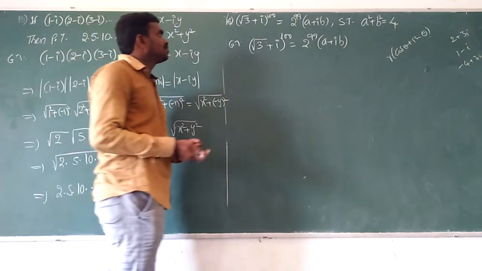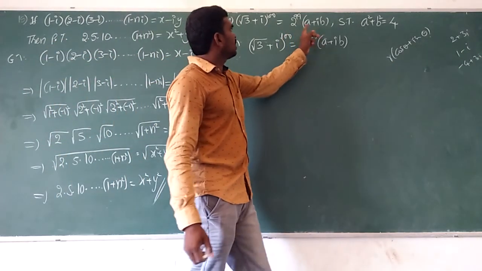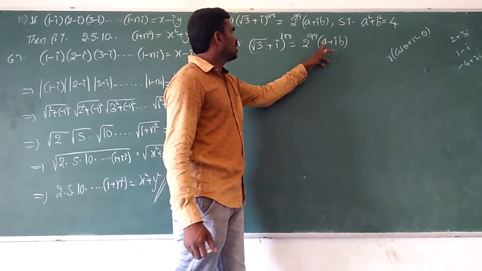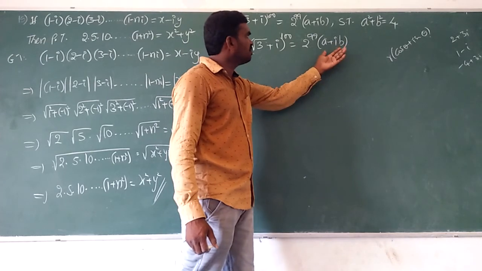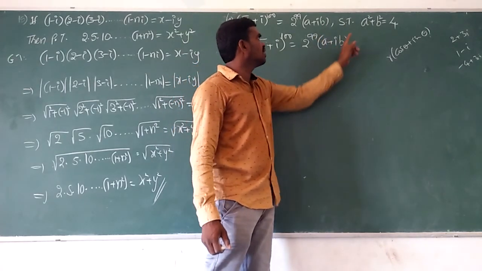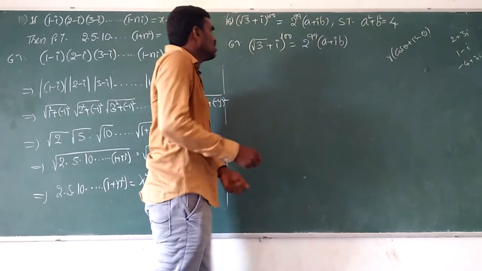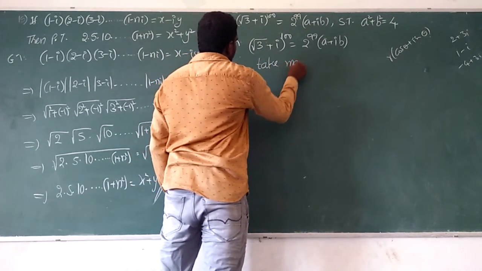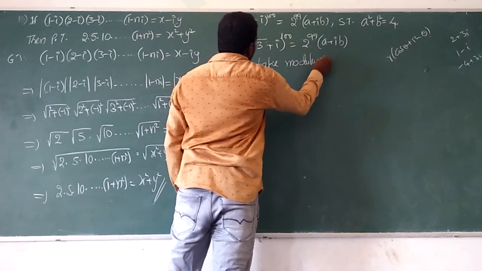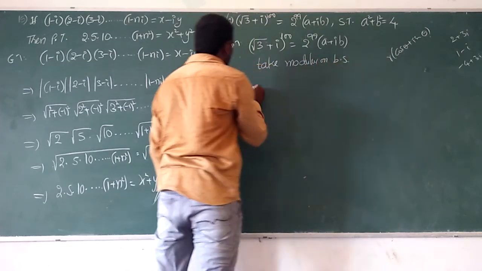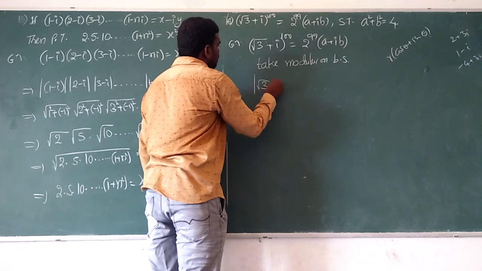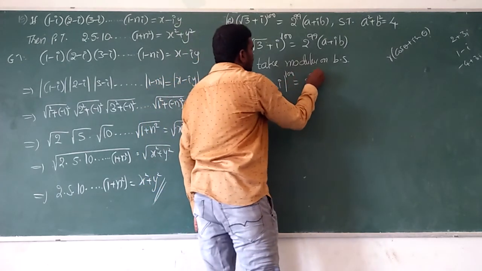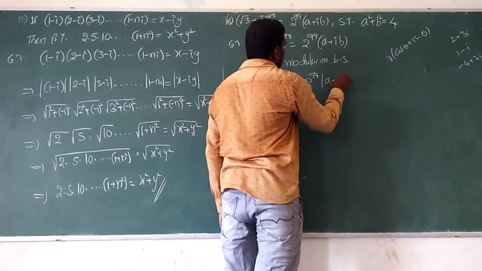See, observe, here we should find the value of a square plus b square. So a plus ib is given. From this, if you take the modulus, we can get a square plus b square. So taking modulus on both sides: modulus of root 3 plus i whole power 100 is equal to 2 power 99 into modulus of a plus ib.